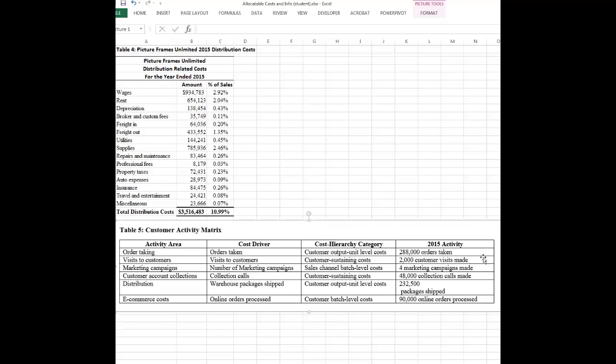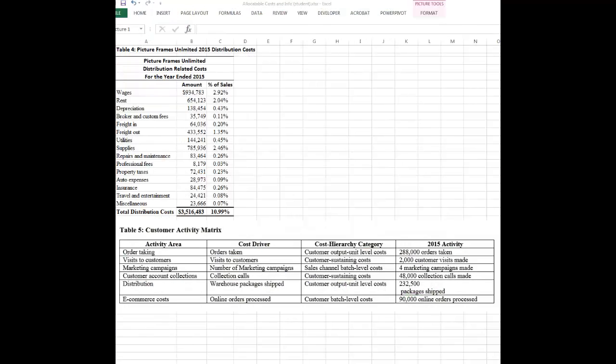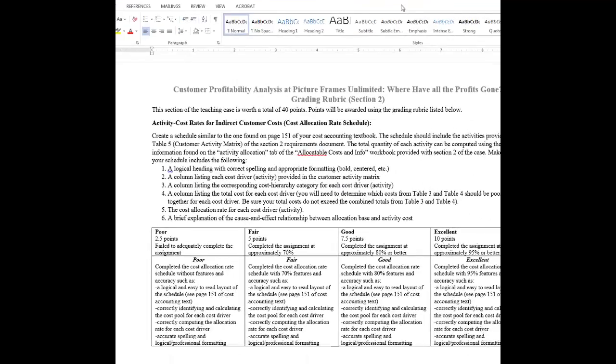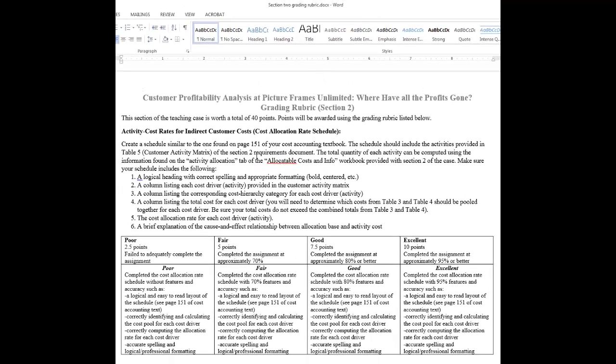So you would have a column for the allocation rate, and again, I tell you in the grading rubric to refer back to your textbook because it has a very good example of what that should look like. So that's probably enough, I think, to get you going on this first part of the second section of the case, to get through this part of the grading rubric.